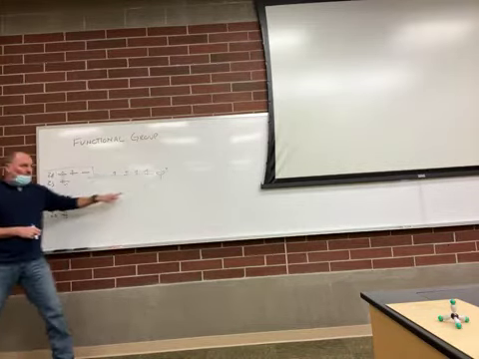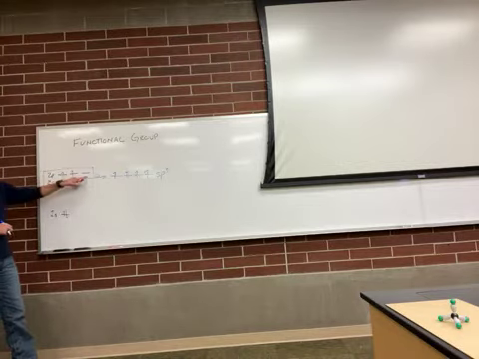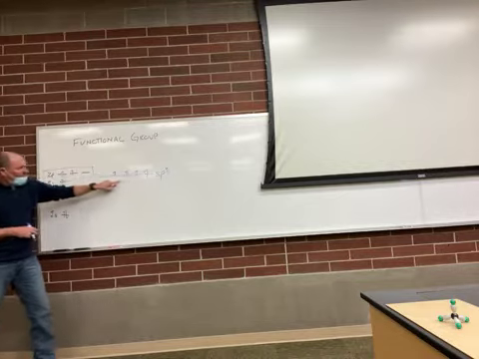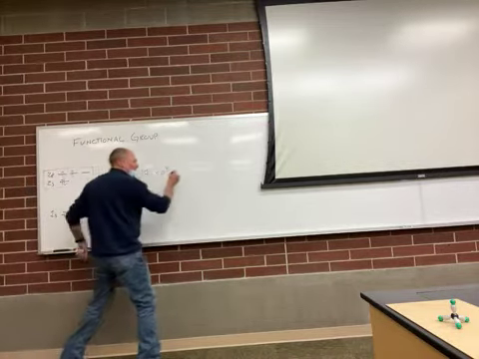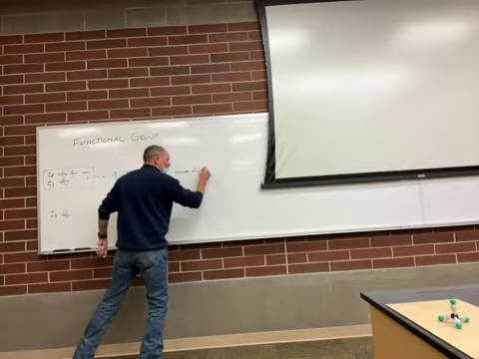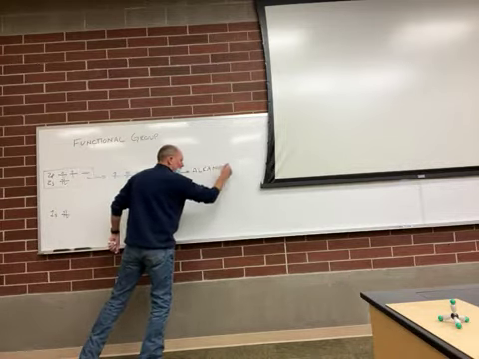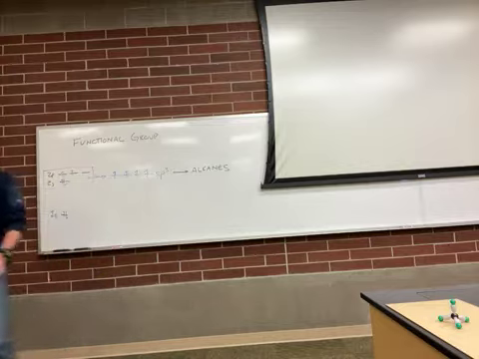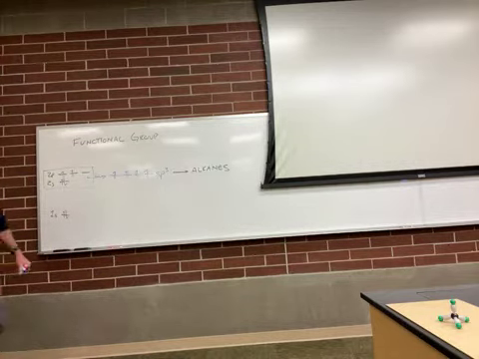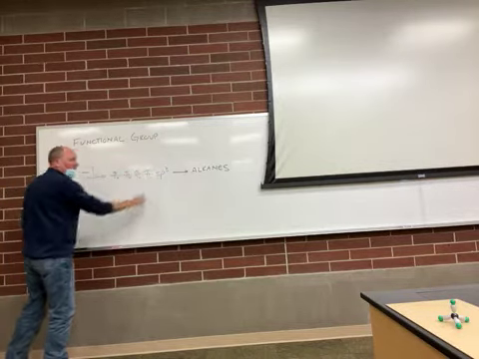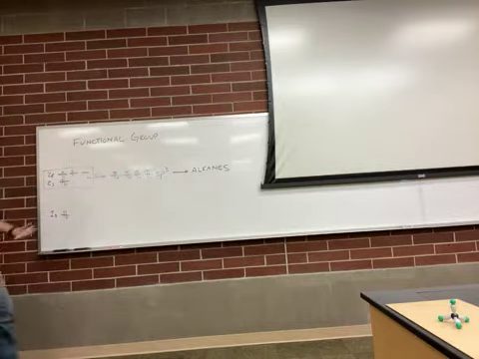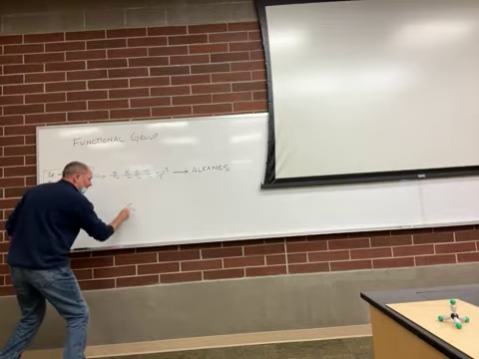sp3 comes from 1s and 3p's. Okay? sp3 carbon forms alkanes. Alkanes are sp3 carbons. They can have four bonds shared. Our example of this was methane.